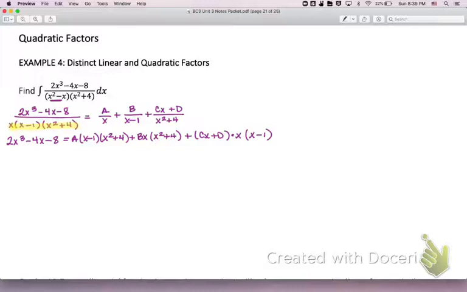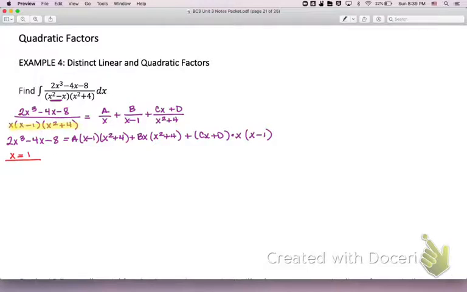Okay, so you can see quite a bit messier, but we're still just going to pick some convenient values for x. The quadratic factor makes it a little bit trickier to pick nice values for x because, for example, with x squared plus 4, there's no real number that's going to make that factor equal to 0. But let's start with the ones that we know are going to be pretty easy. I can start by letting x equal 1. That's going to cancel out the A and the whole last term with the Cx plus D in it.